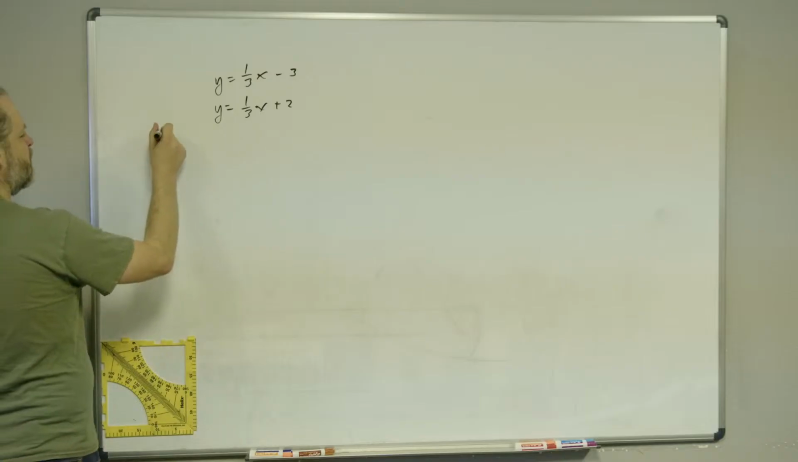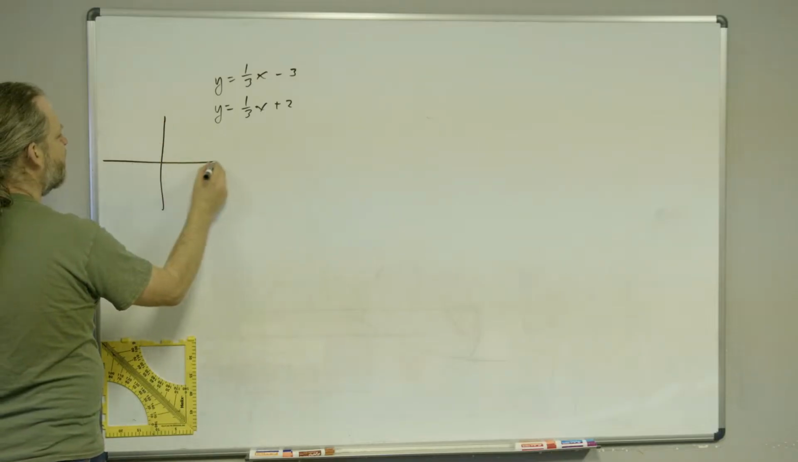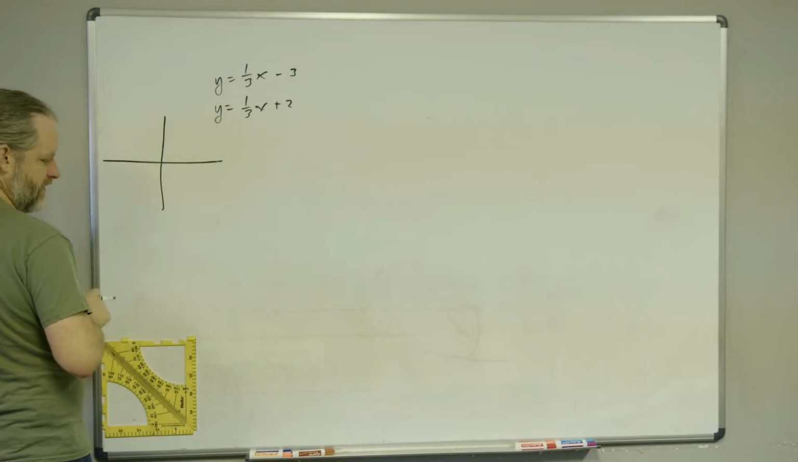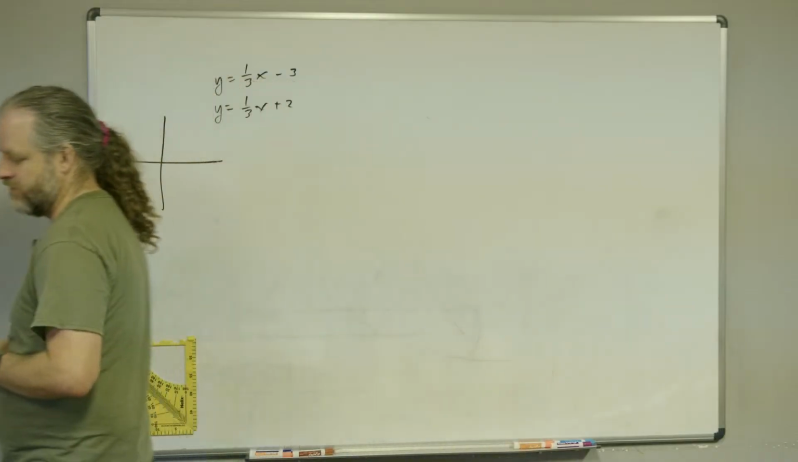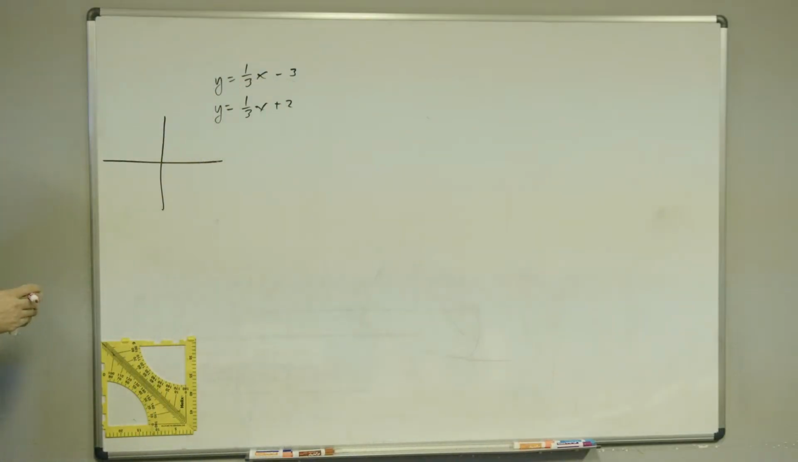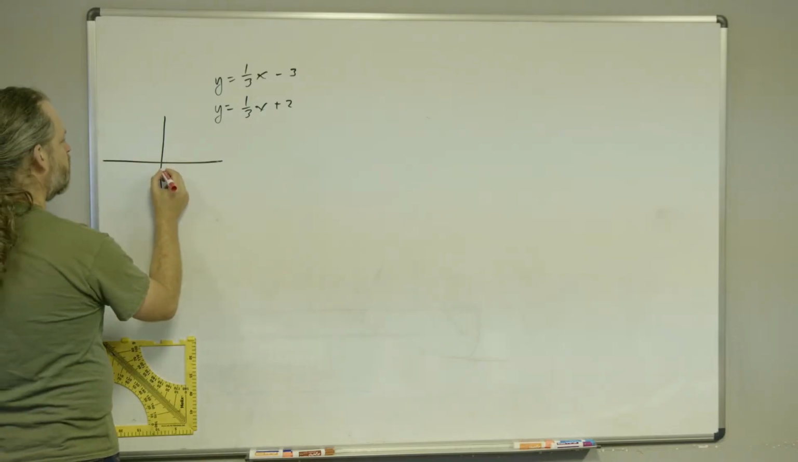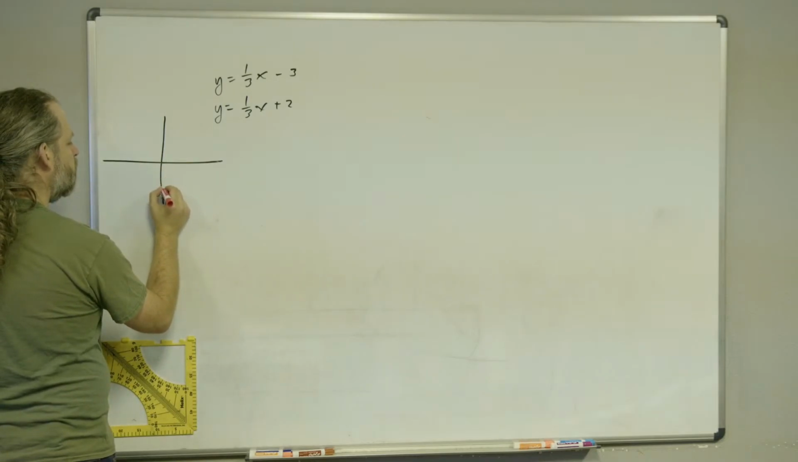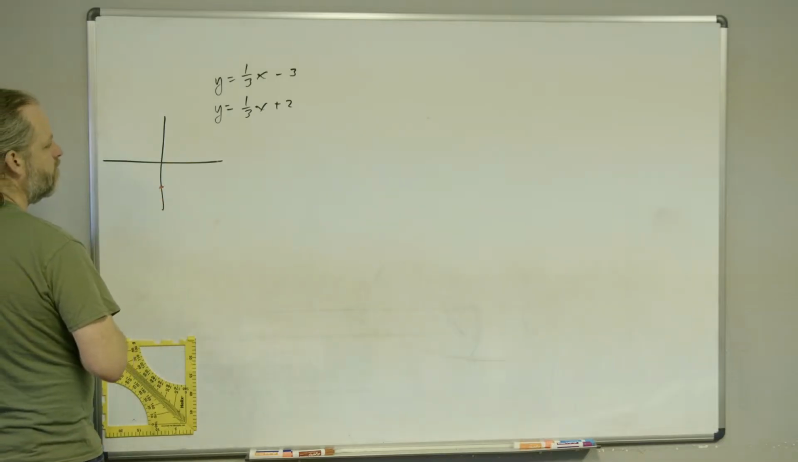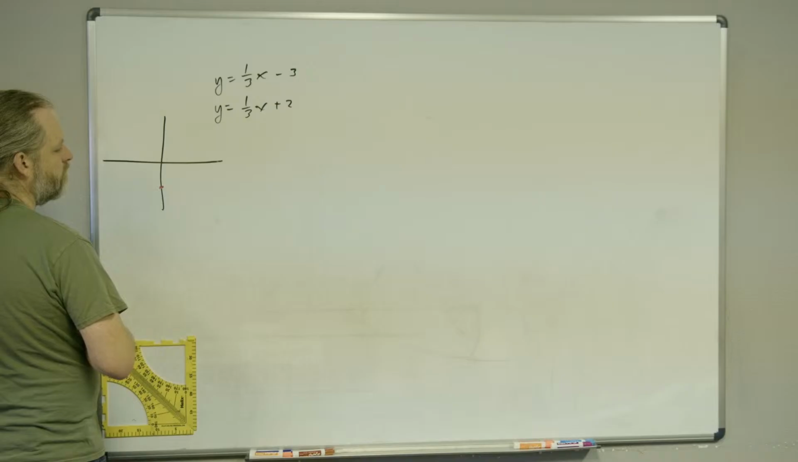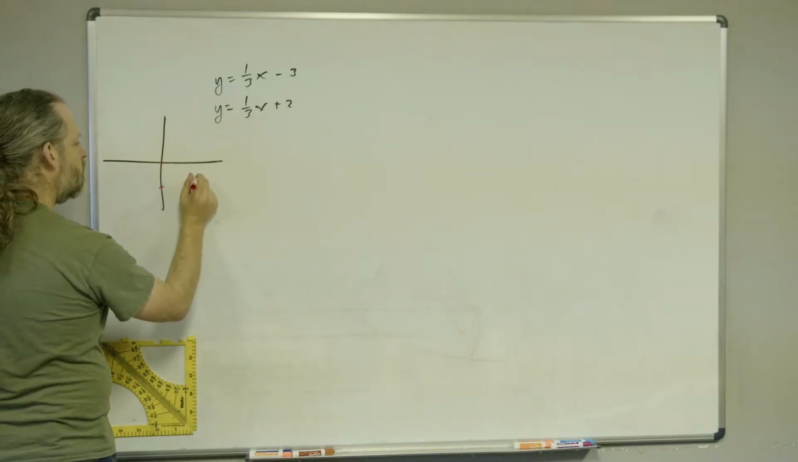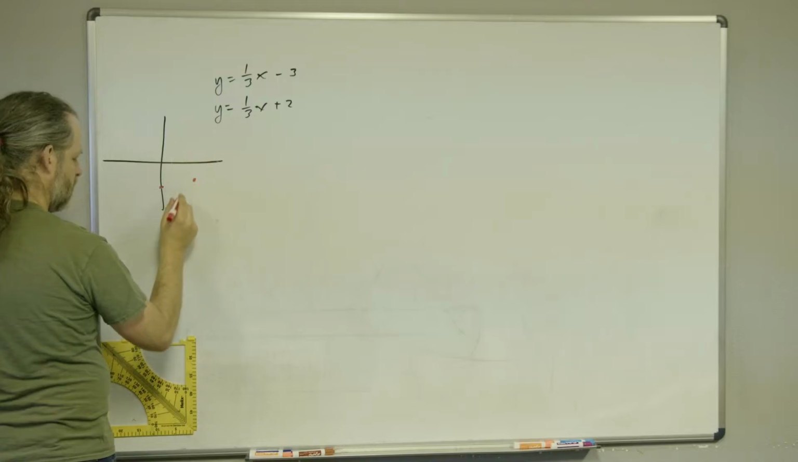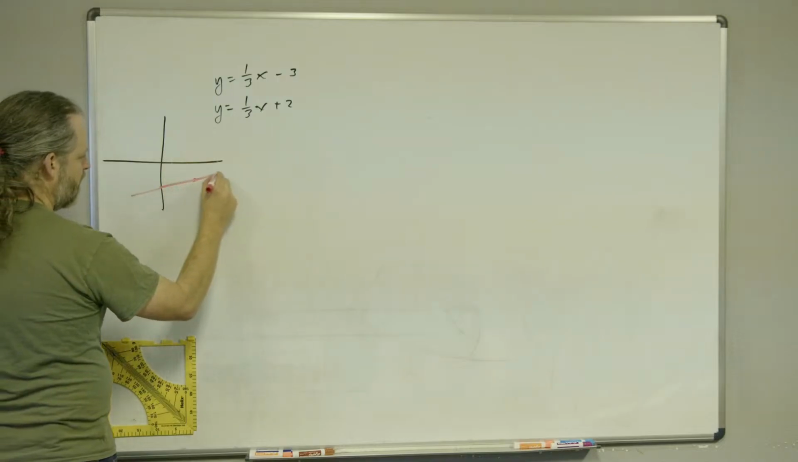Okay, we can graph. Is that what you just said? Okay, sure, we can graph it. How would we graph this one? -3, right? And then up 1 over 3. And you get your ruler out and you draw the line, right?